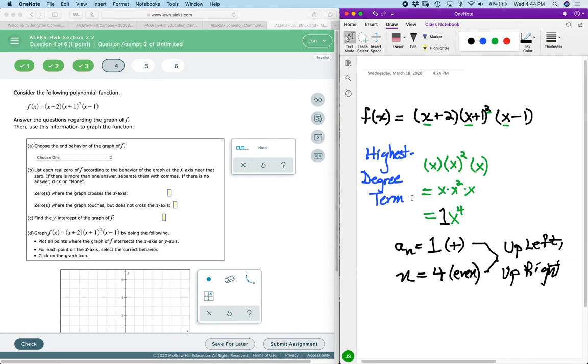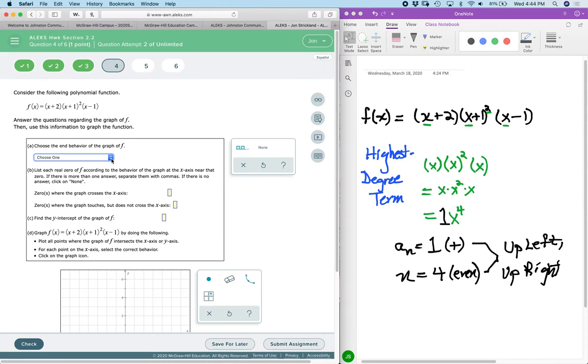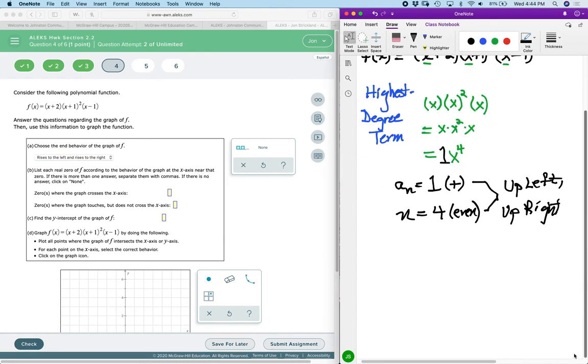In choosing the end behavior of the graph, rise refers to going up, fall means going down. Since we have up at both ends, this means we'll have rises to the left and rises to the right. Again, you have up to the left, up to the right.